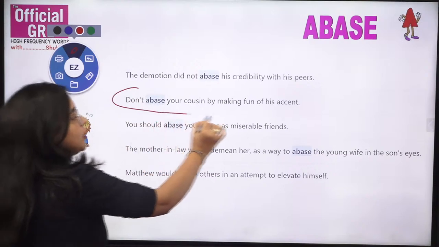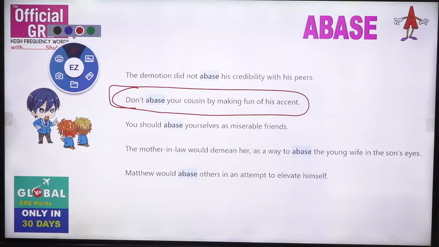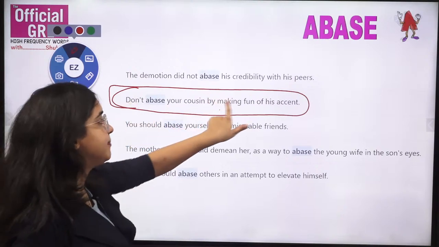Don't abase your cousin by making fun of his accent. Main apne cousin ki bezati mat karo uske accent ko lekar. And what do you mean by accent? If anyone knows the meaning of accent, can drop it down in the comments also. Now, what do you mean by this? Don't abase your cousin. Matlab apne cousin ko humiliate mat karo.